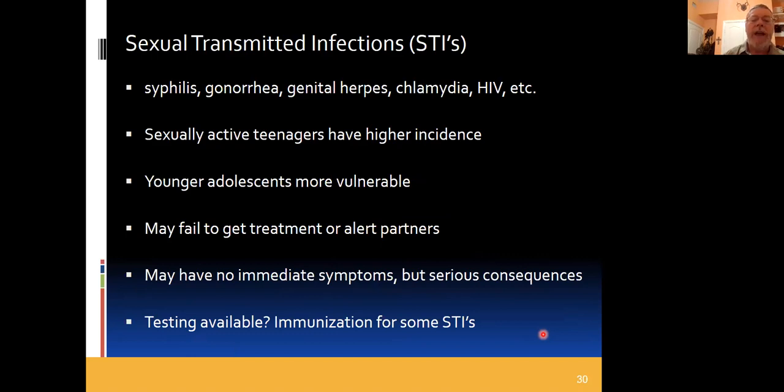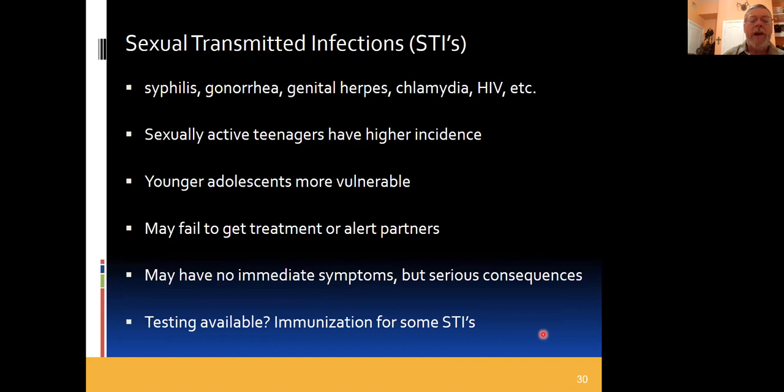Their bodies not being as mature, they don't have the defenses to as great an extent as if they were a bit older. Often adolescents who contract STIs fail to get prompt treatment. They may fear that their parents are going to find out if they go for treatment to get tested. They may not know the symptoms, so they don't go for treatment. Or they may simply not have the means to get to where they can be tested and treated.